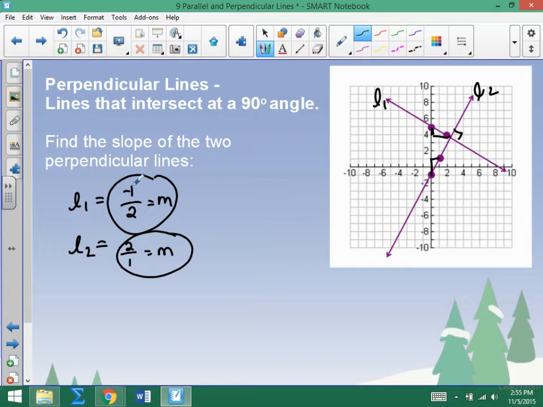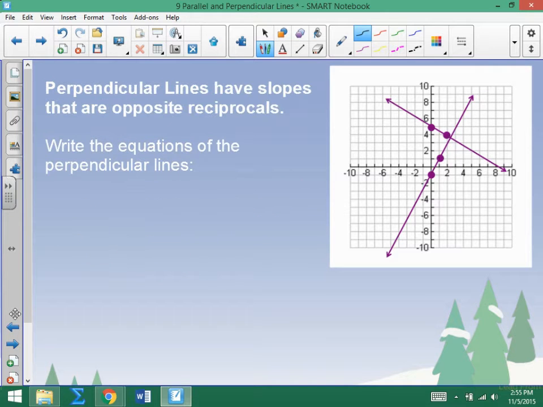Next, let's take a look at the numbers. So line 1 slope was -1/2. However, line 2 was +2/1. I hope you see that the 1 and 2 switched places. So we not only have slopes that are opposites in their signs, but we also have slopes that are reciprocals. So perpendicular lines have slopes that are opposite reciprocals.